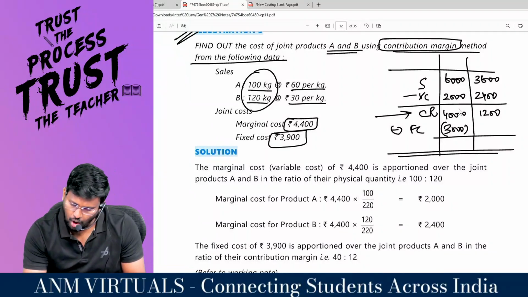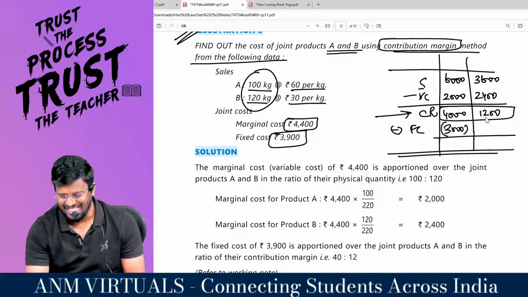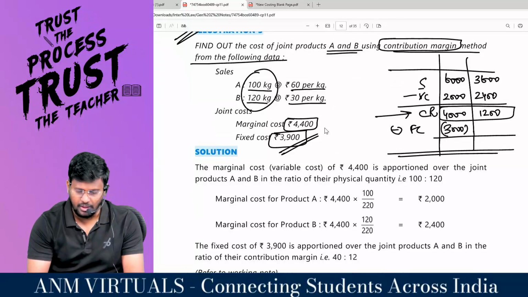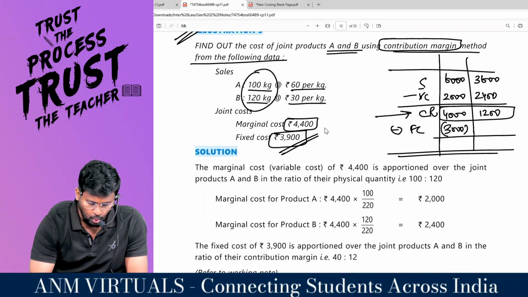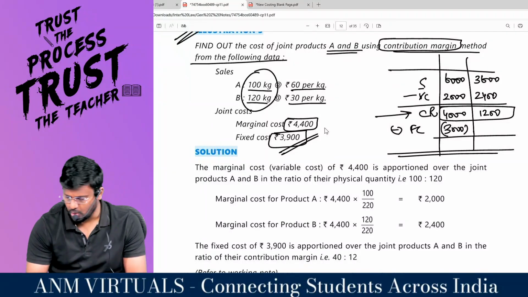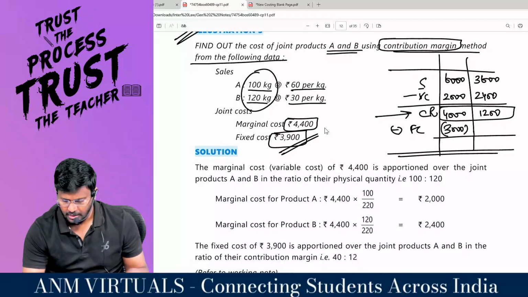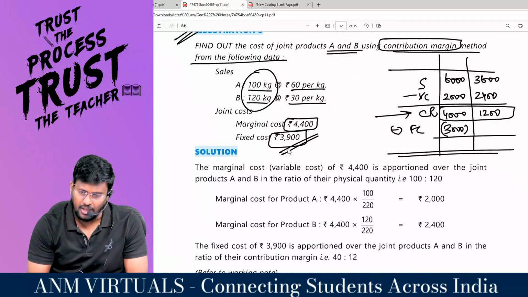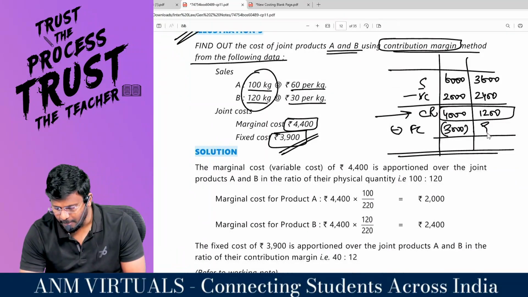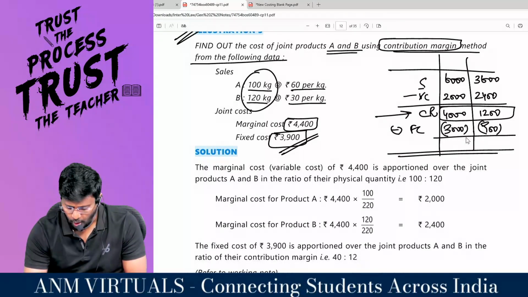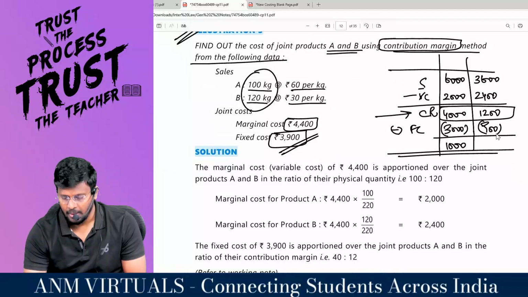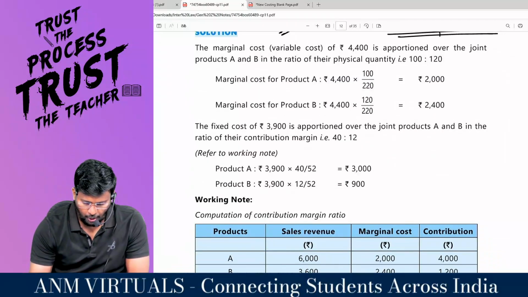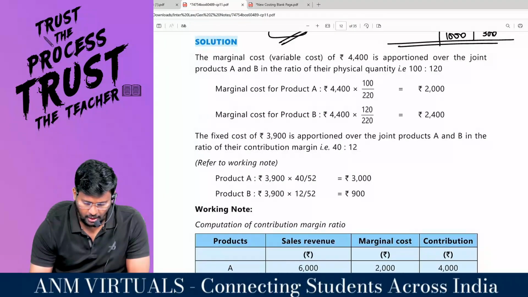I divided by this contribution ratio, which is nothing but 4000 and 1200, total 5200. What is the total fixed cost? 3900. So 3900 into 4000 divided by 5200 comes to 3000. Out of the total 3900, 3000 went to the first product, so the remaining 900 goes to the second. Then 4000 minus 3000 leaves 1000, and 1200 minus 900 leaves 300. That is the profit. That's what the profit is all about.